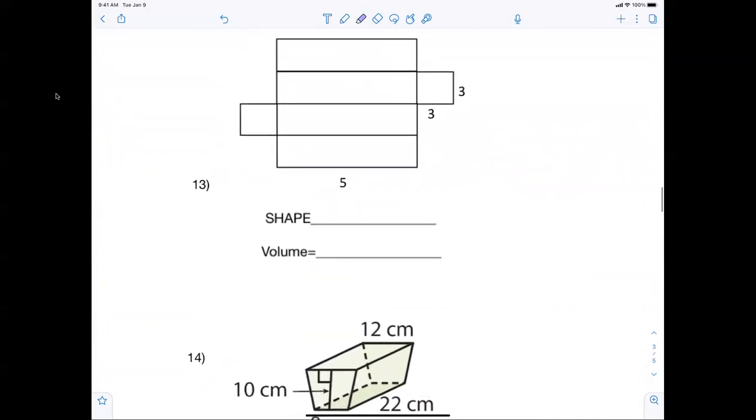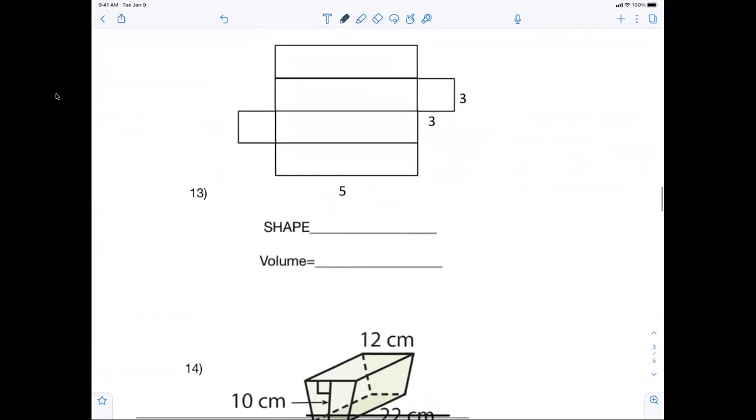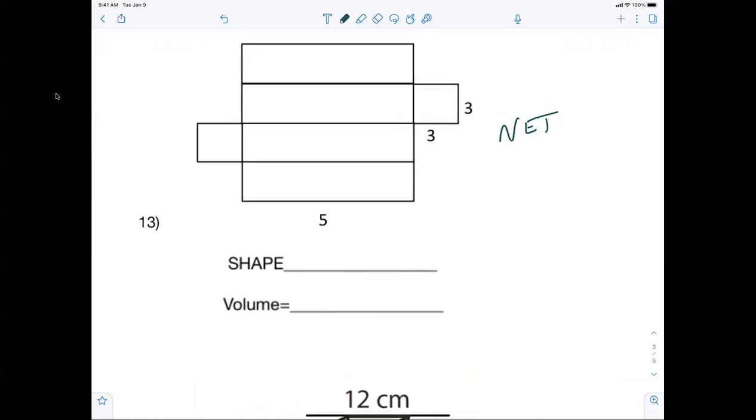Okay. Now 13 is another, what do we call these? It's called a net. Now what you're supposed to do here is identify what the shape is. If you can picture it being put back together, what's that called? It's called a rectangular prism.